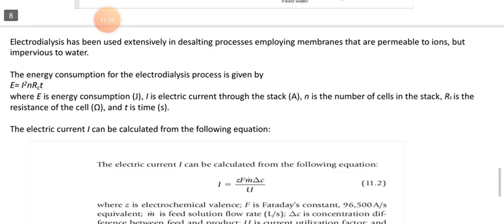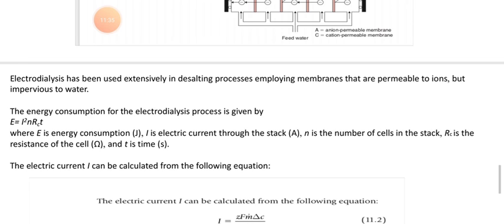Now this process is used for desalting. Desalting means removing the salt from the water. The energy consumption for the electrodialysis process, meaning how much energy will be used during this process, depends on the given equation: E equals I squared n R_C T. What is E? E is the energy consumption, how much energy will be required for the process. I is the electric current, the magnitude of the current you are providing. N is the number of cells, how many membranes there are in the cells. R_C is the resistance of the cell, and T is the time for which you are passing the current.